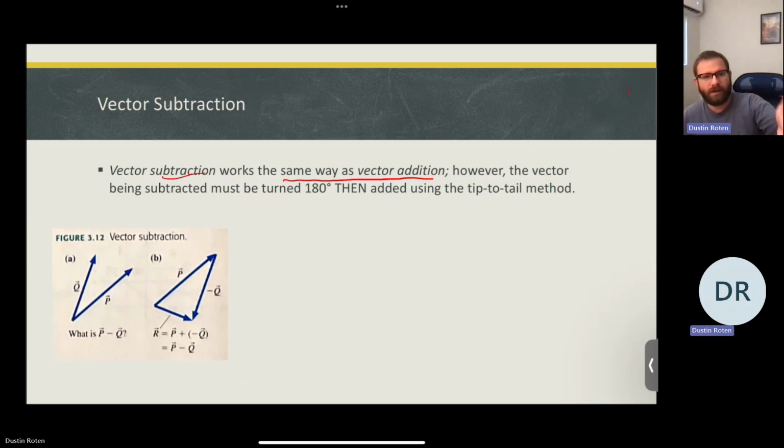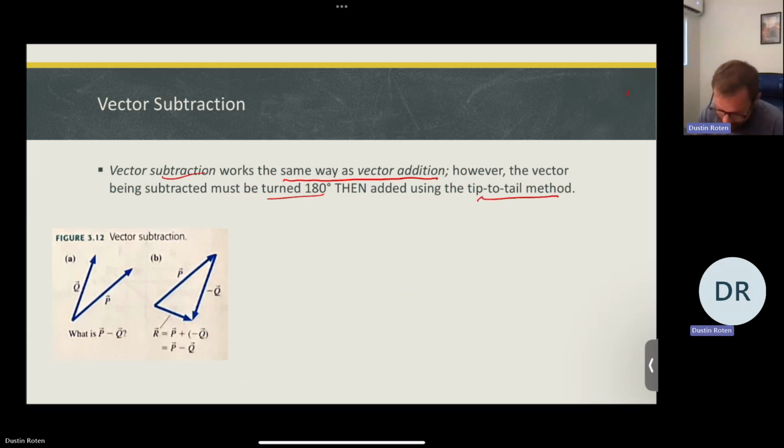When you subtract, so here in this example, we have p minus q. Here are our two original vectors, p and q. What we have to do is flip q 180 degrees, and then use the tip to tail method. So we turn 180 degrees. Remember to turn the one that's being subtracted, otherwise you'll not get the correct answer. Okay, so we turn 180 degrees, then we use the tip to tail method.